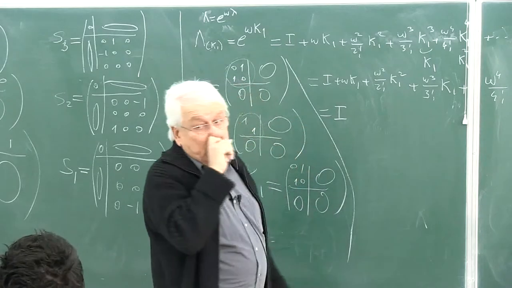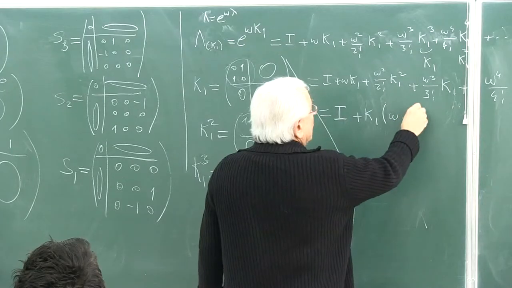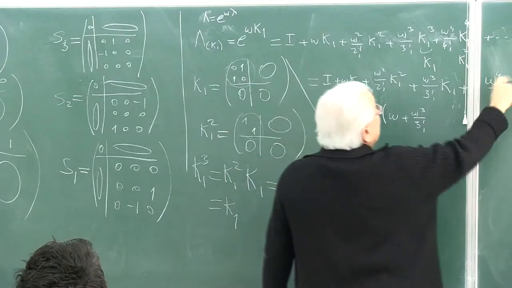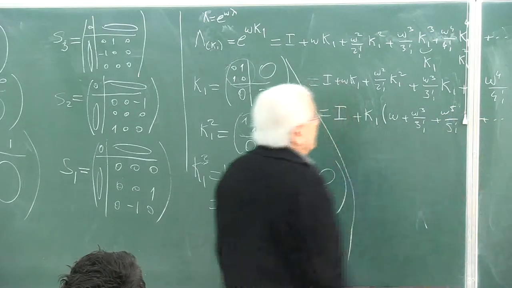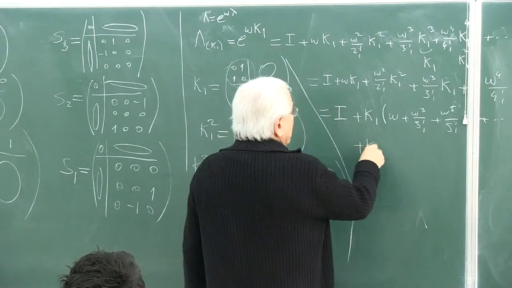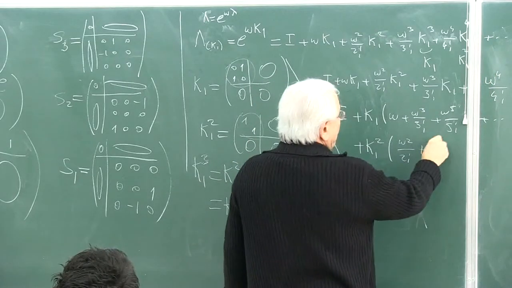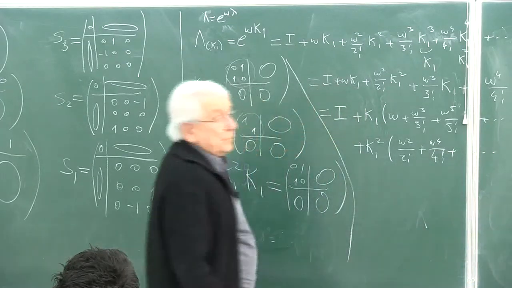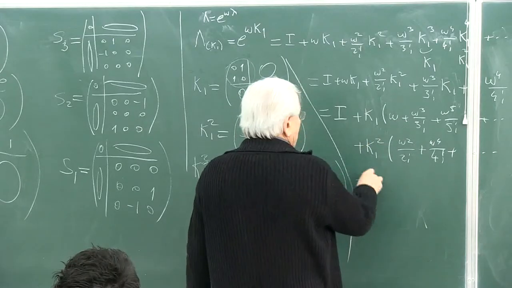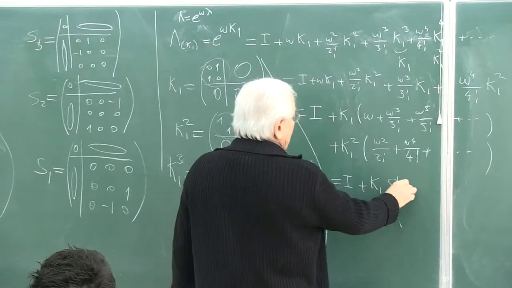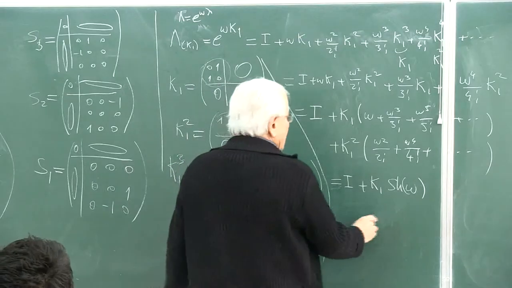There is the identity only. And there are the coefficients of the K1 terms, which is omega, and plus omega cubed over 3 factorial, plus, obviously, you feel it coming. Omega to the fifth is K1 cubed, so linear K1. Omega to the fifth divided by 5 factorial. So this is the coefficient of the K1. What about the coefficients of the K1 squared? It is omega squared over 2 factorial plus omega to the 4 over 4 factorial, etc., omega to the 6. So the first term is this sine hyperbolic of omega. That's I plus K1 sine hyperbolic omega. And this one is, if I add and subtract the 1, obviously the cosine hyperbolic minus 1.